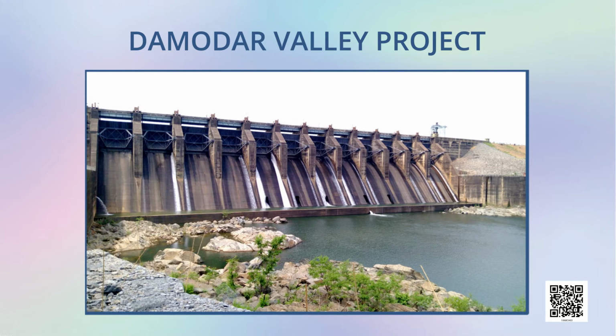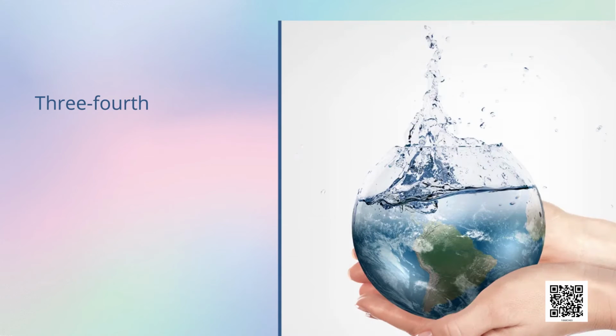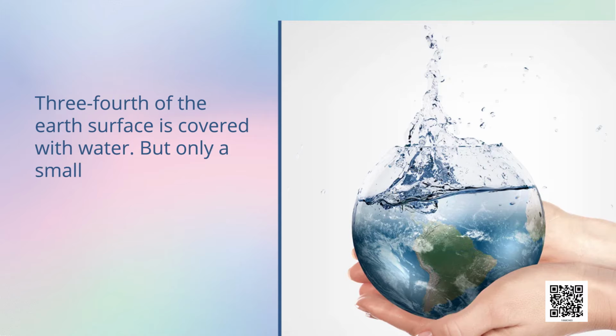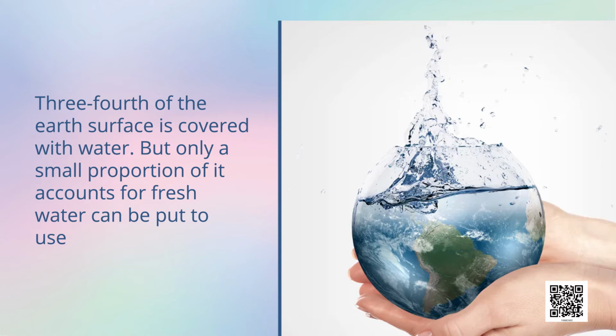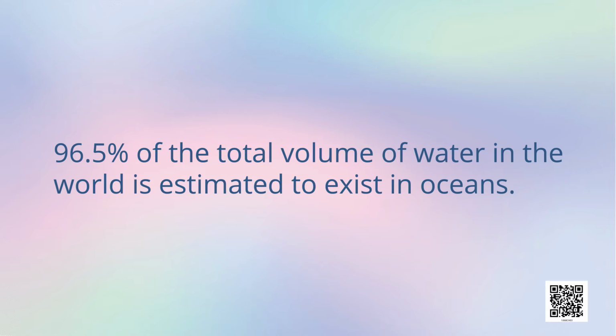So students, we start our next topic: some facts and figures about water. Three-fourths of the earth's surface is covered with water, but only a small proportion of it accounts for fresh water that can be put to use. 96.5% of the total volume of water in the world is estimated to exist in oceans. Only 2.5% exists as fresh water.